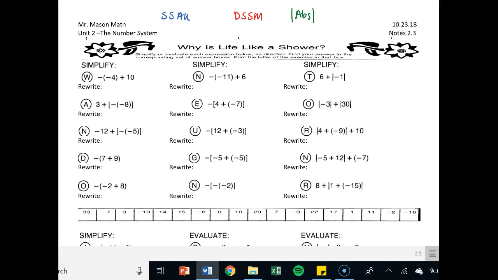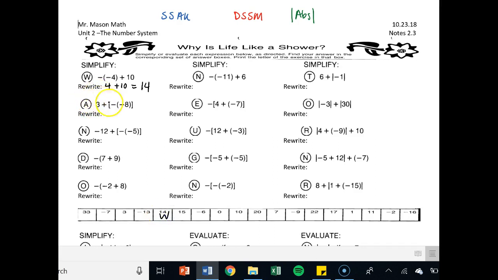All right, so let's take a look at a problem like W. When I have two negatives in a row, I'm going to read that as the opposite of negative 4 plus 10. So what's the opposite of negative 4? 4 plus 10. And what's 4 plus 10? 14. So the opposite of negative 4 makes that positive, and that is 14. So I put a W on 14.